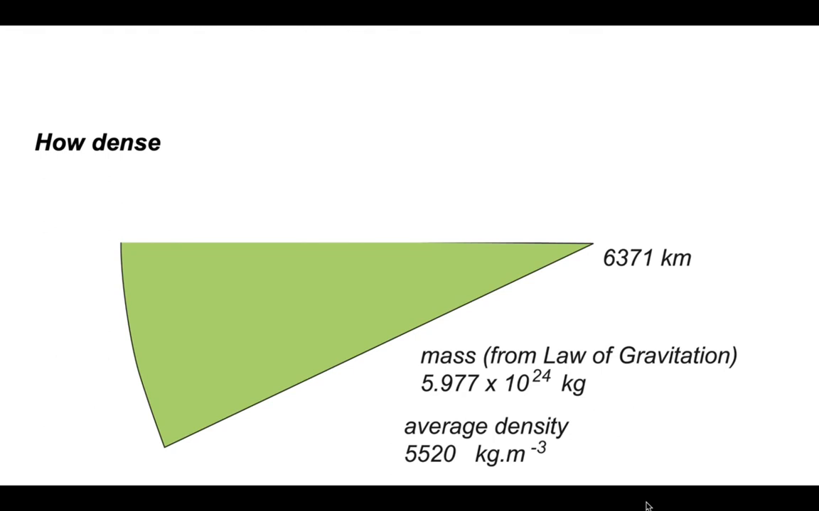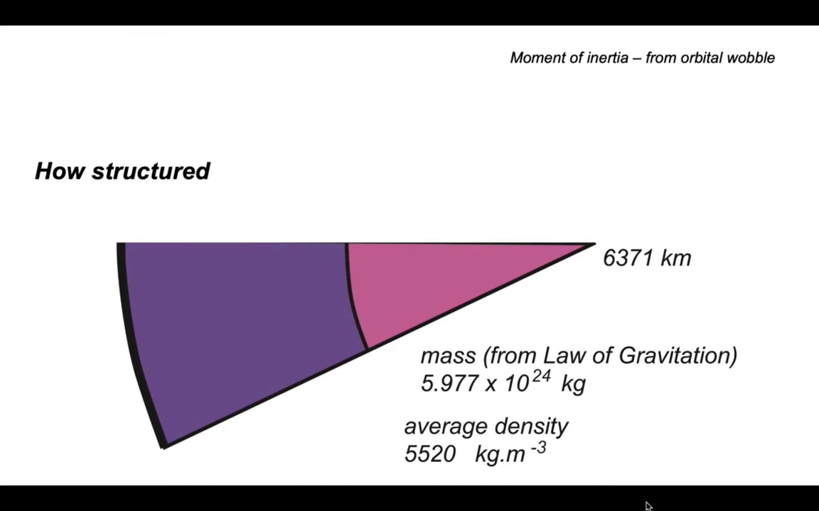The question is now whether these low-density rocks at the Earth's surface just represent a thin scum, or whether there's internal structure to the Earth as well. And to find this out, we need to think about the moment of inertia of the spinning planet. And we're not going to go into this in detail, but geophysicists were able to work this out using the moment of inertia from the orbital wobble of the planet.